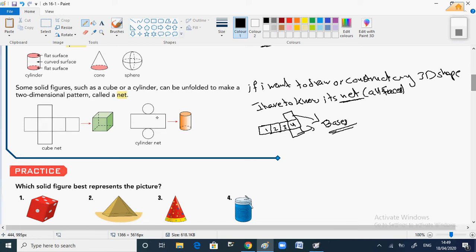Here, for a cylinder, look for example, look here. Base 1, base 2, and 1, 2, 3, 4 sides for a cube. For a cylinder here I have 2 circles, 1 and 2, and for the sides it's a rectangle but curved. So the bases are circles and the rest of the faces are rectangles. Okay.